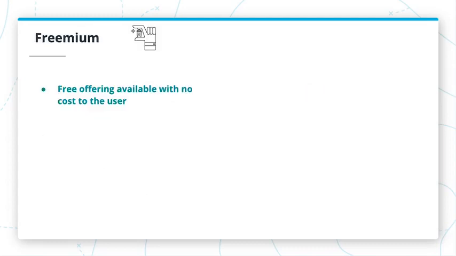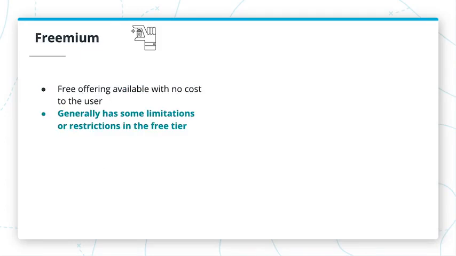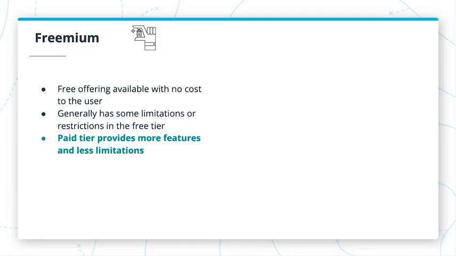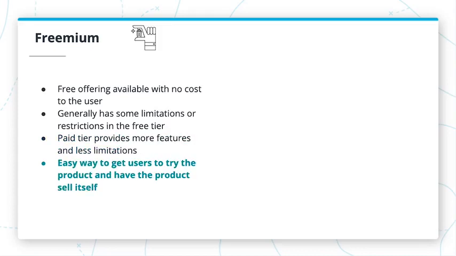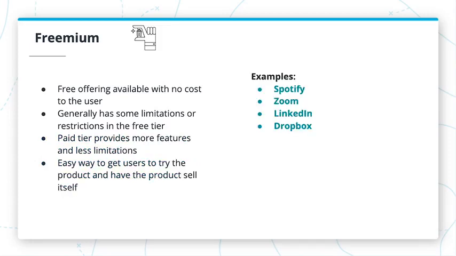Freemium products have a free offering that's available at no cost to the user. There's generally some limitations or restrictions involved with these types of products, but if users purchase the paid tier, those restrictions go away. The freemium model is an easy way to get users to try the product and let the product sell itself. Some examples here include Spotify, Zoom, LinkedIn, and Dropbox.